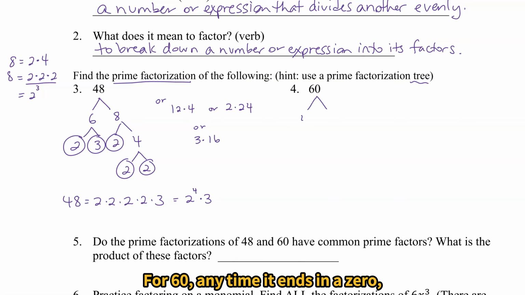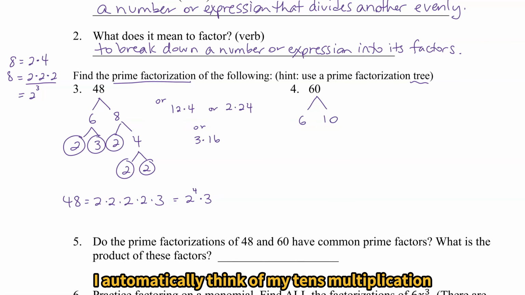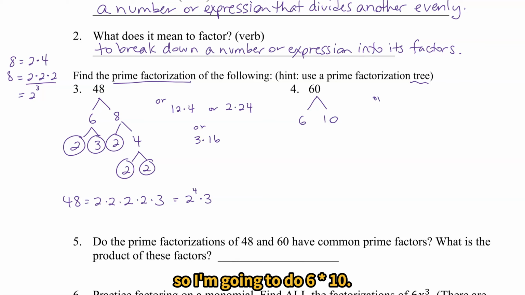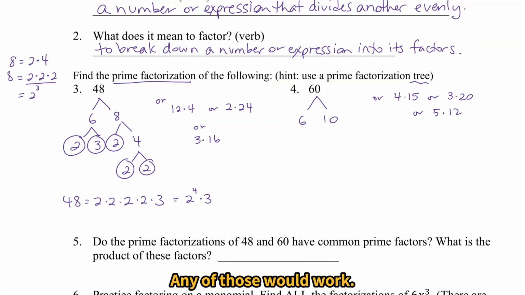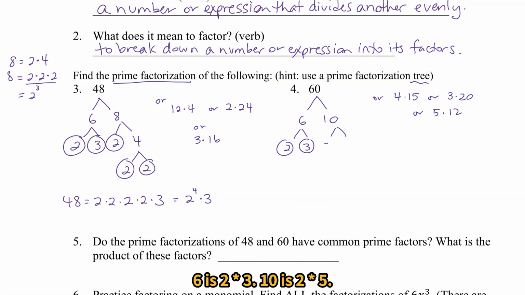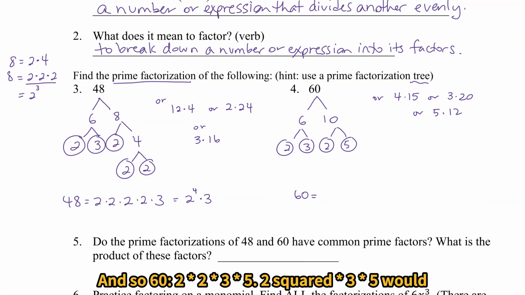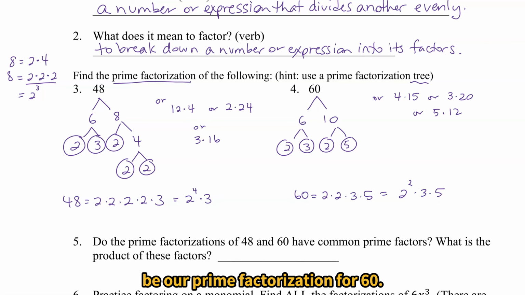For 60, anytime it ends in a 0, I automatically think of my tens multiplication, so I'm going to do 6 times 10. You could do 4 times 15, or 3 times 20, or 5 times 12. Any of those would work. 6 is 2 times 3. 10 is 2 times 5. And so 60 is 2 times 2 times 3 times 5, or 2 squared times 3 times 5, which is our prime factorization for 60.